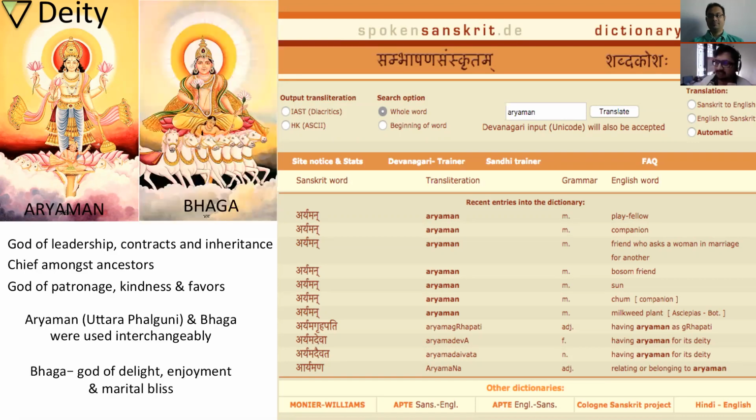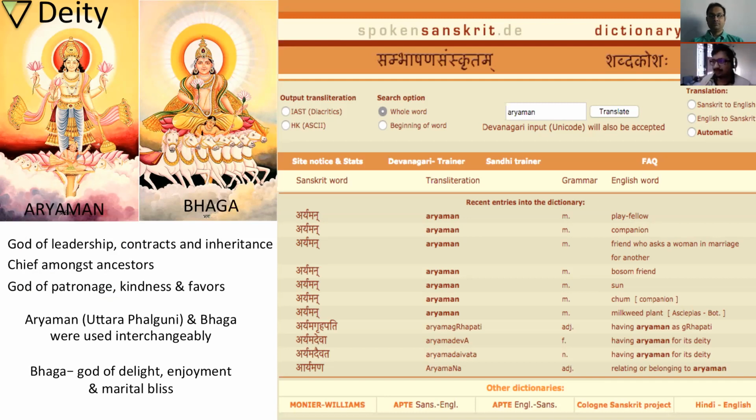And as I mentioned in the Purva Phalguni presentation, both Aryaman and Bhaga were used interchangeably. In place of Aryaman, Bhaga was invoked, and in place of Bhaga, Aryaman was also invoked. Bhaga is a deity associated with Purva Phalguni, and Bhaga is the god of delight or enjoyment and marital bliss. So there's a lot of marriage energy in the Aryaman and Bhaga nakshatras. This gives an interesting perspective, especially for Uttara Phalguni, because marriage in mystical terms points to the greater connection with the divine. So there is a strong potential for union, as was seen in Bhaga, even in Uttara Phalguni nakshatra as well.